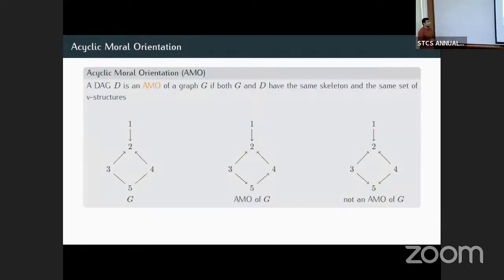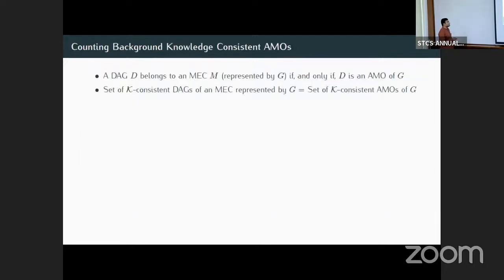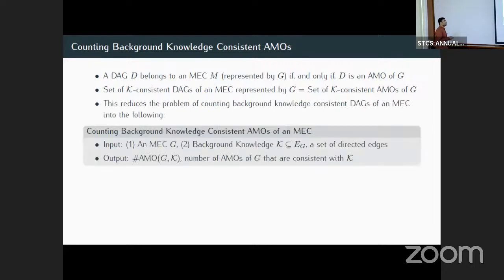An acyclic moral orientation of a graph is an orientation which has the same skeleton and the same set of v-structures. So we can see that if G is an MEC, then each DAG of that MEC is an acyclic moral orientation of that graph G, and each acyclic moral orientation of the graph G belongs to that MEC. So now the problem is converted from counting K-consistent DAGs of an MEC to counting K-consistent acyclic moral orientations of a graph.